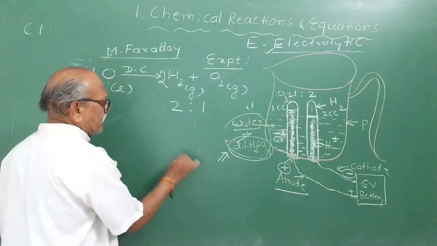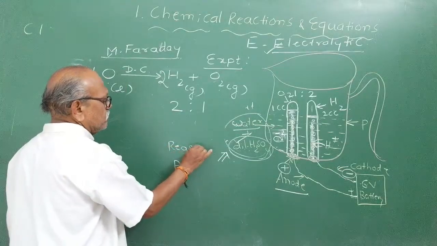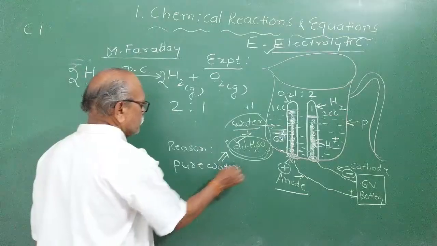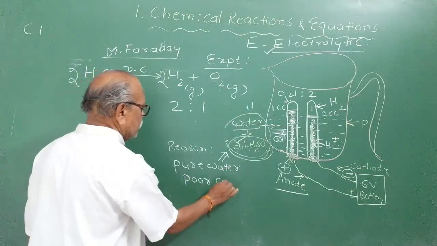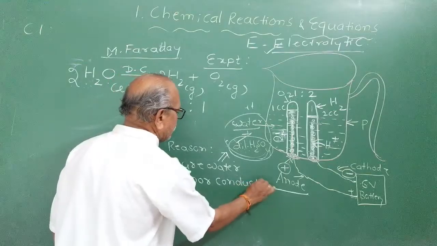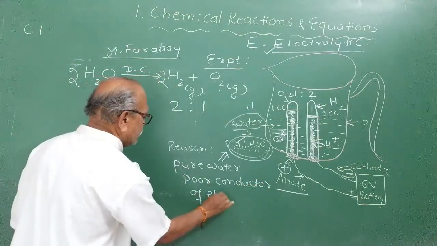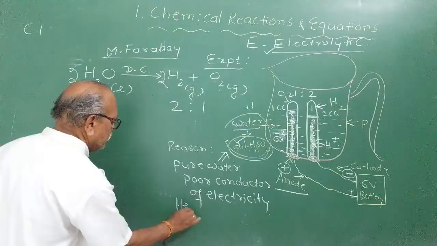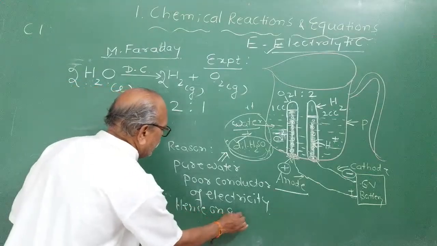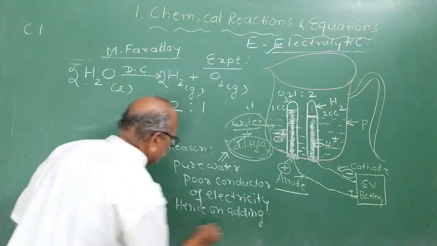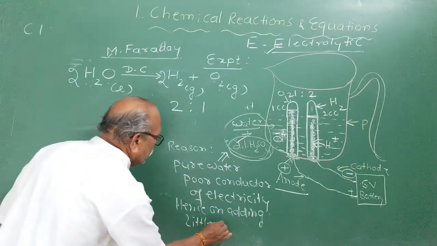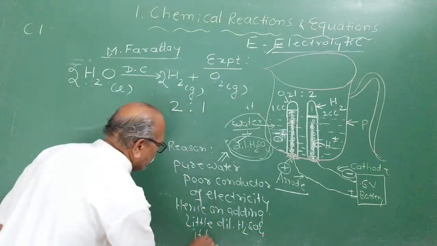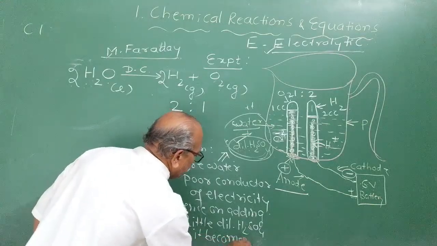note the reason, particularly CBSE students: pure water is a poor conductor of electricity. Hence, on adding a little dilute sulfuric acid, formula H2SO4, it becomes a good conductor.